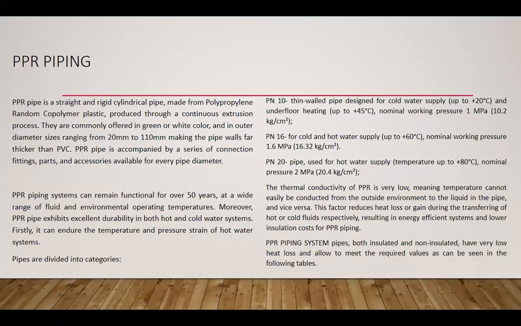Next is PPR piping. PPR is a straight and rigid cylindrical pipe made from polypropylene random copolymer plastic produced through a continuous extrusion process. They are commonly offered in green or white color and outer diameter sizes ranging from 20 mm to 100 mm, making the pipe walls far thicker than PVC.